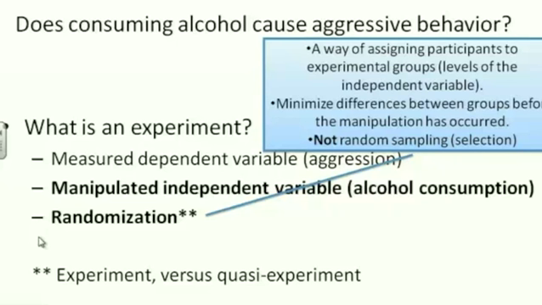Why do I have asterisks right there? Because that's what's going to differentiate. Randomization is what differentiates an experiment from what I'll talk about in a little bit, a quasi-experiment. So that's why those stars are there.